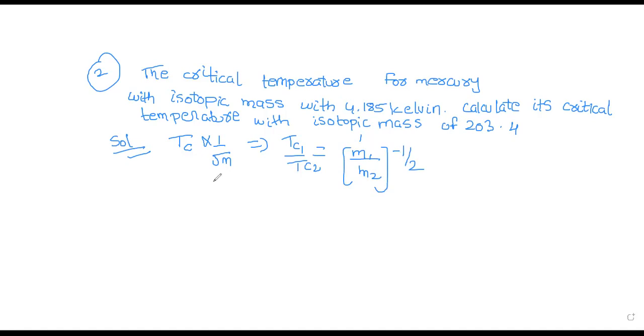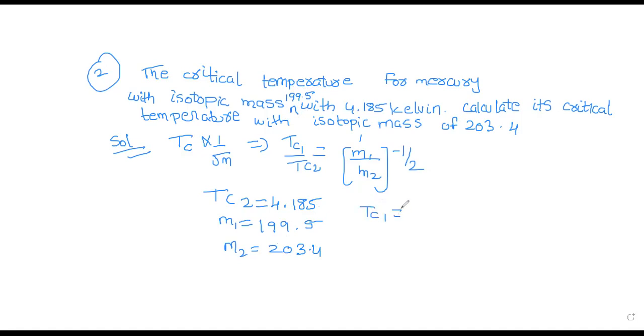We need to calculate TC1. The TC2 value is 4.185 Kelvin. M1 is given as 199.5, the isotopic mass of 199.5. And M2 is given to be 203.4. So you just substitute here, and you'll get the value of TC1.